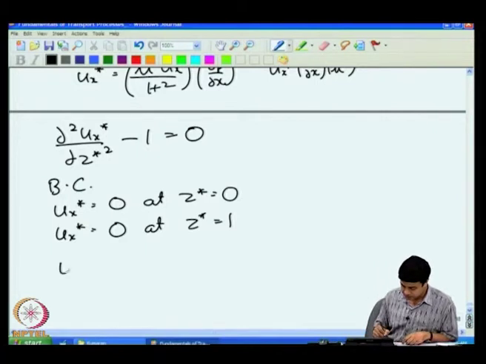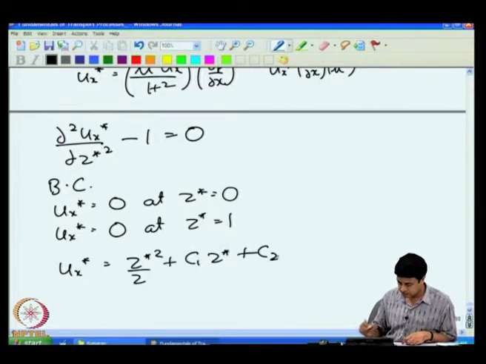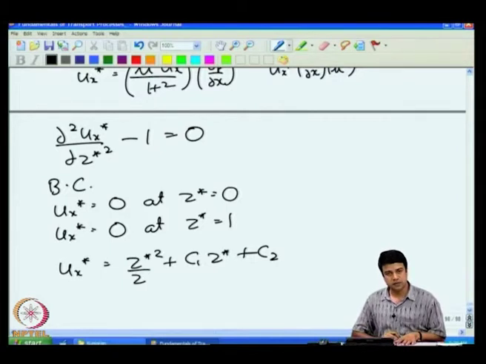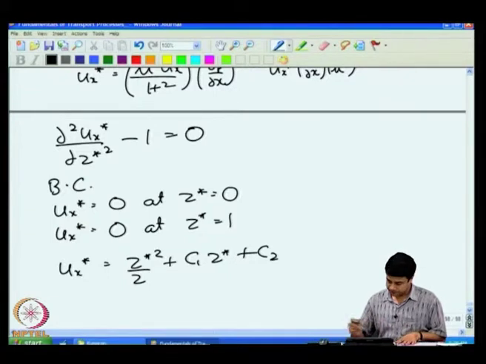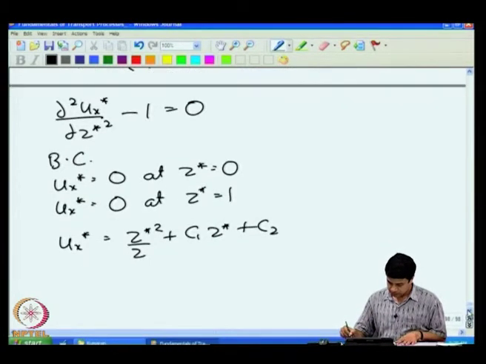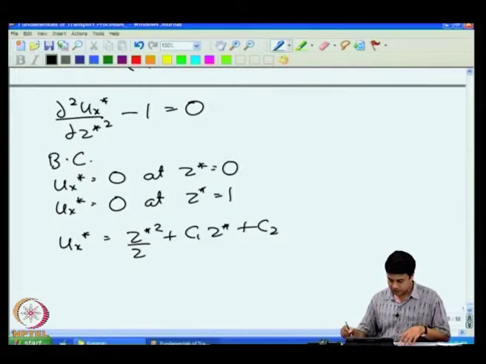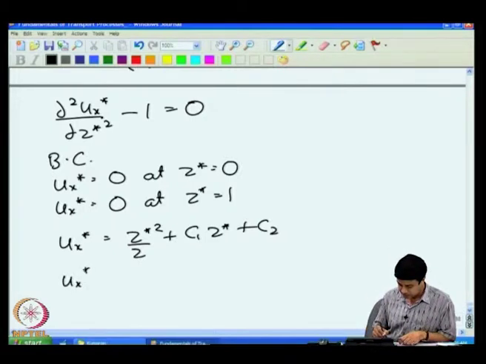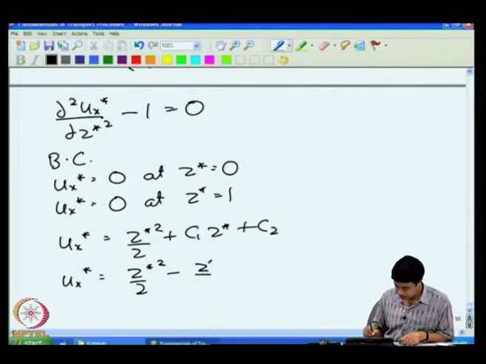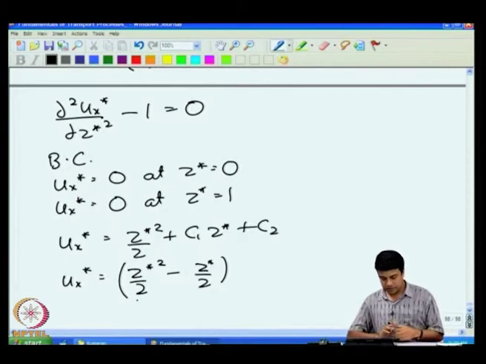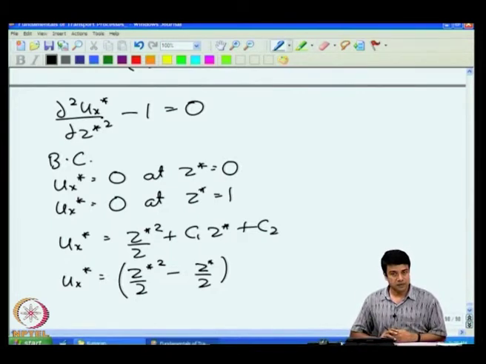Okay. It is a second order differential equation whose solution is quite easy to get. Okay. The solution is just of the form ux is equal to z square by 2 plus c1z plus c2, where the constants c1 and c2 are to be determined from the boundary conditions at z is equal to 0 and z is equal to 1. Okay. And these c1 and c2 can be determined quite easily, and finally, I will get an expression for ux which will be equal to z square by 2 minus z by 2. Okay. So, that is the final equation for the velocity profile.